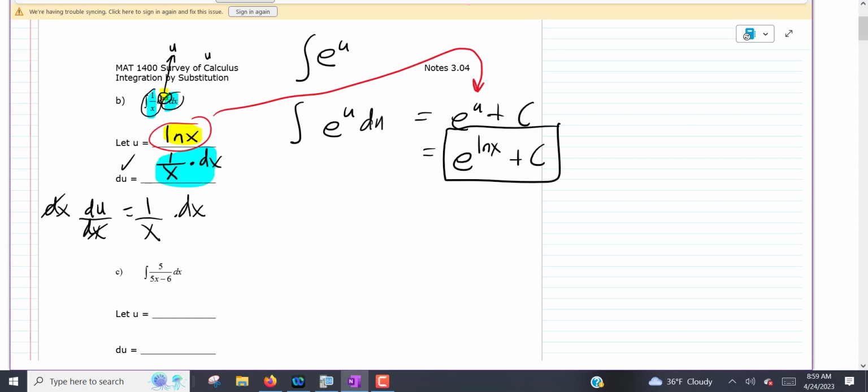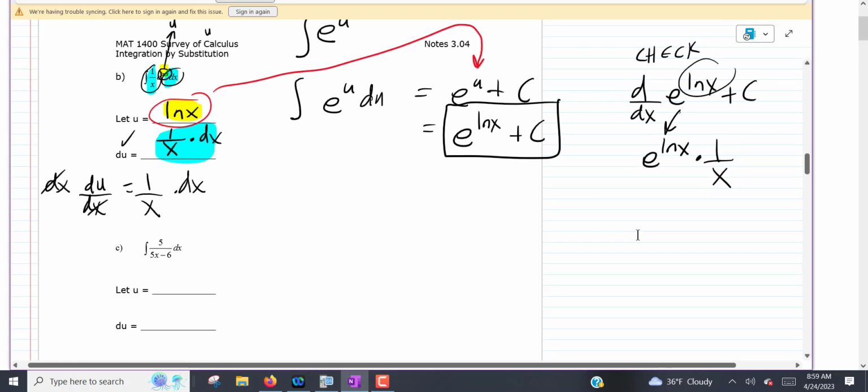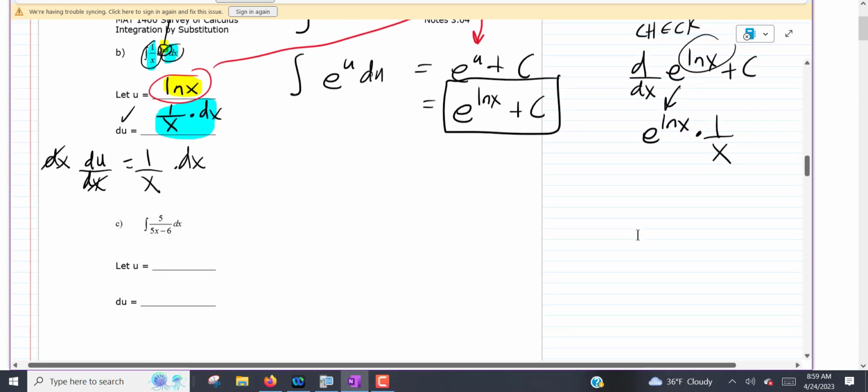And I'll do a check on this one also as I go through this. So if we do the derivative of e to the ln x, and you know the derivative of c is 0, so you don't have to really consider that, but this is itself times the derivative of the exponent. That takes you back to where you began. Okay, so it's right. All right, so that's the idea. Okay, all right, any questions so far?